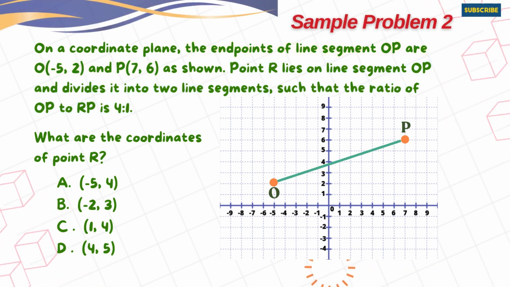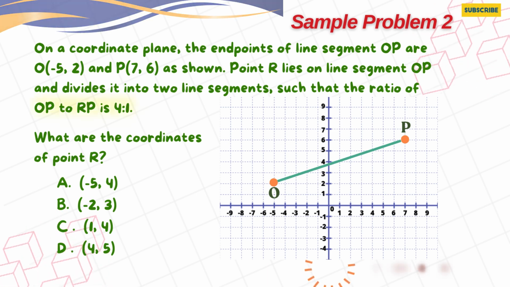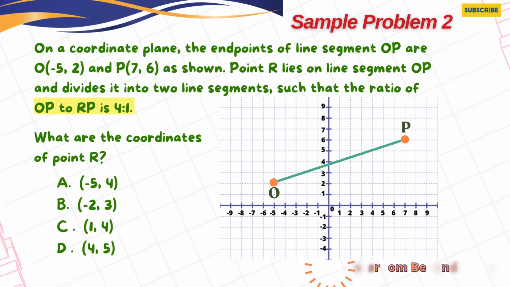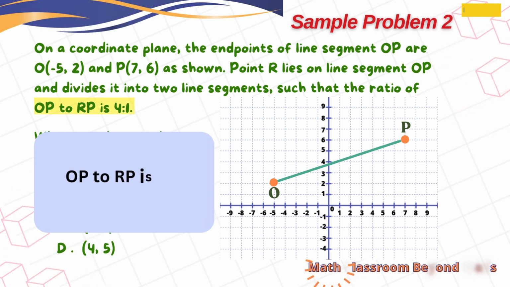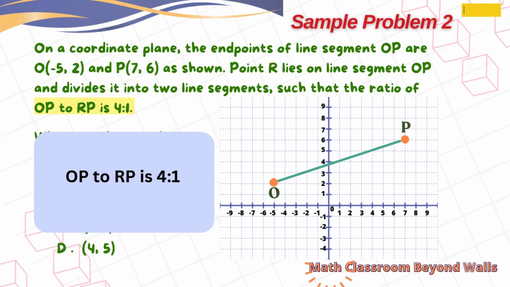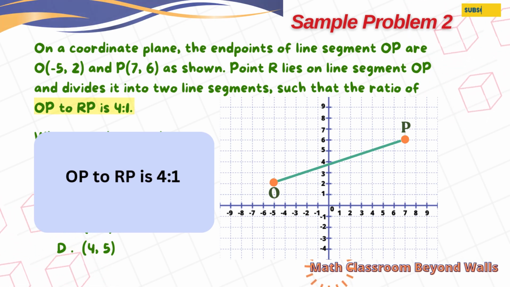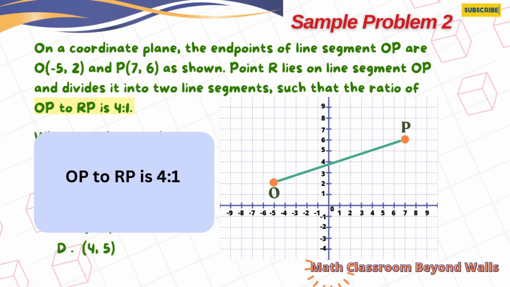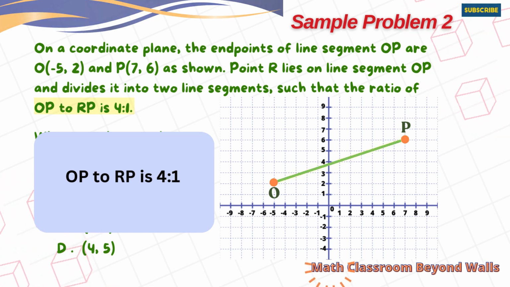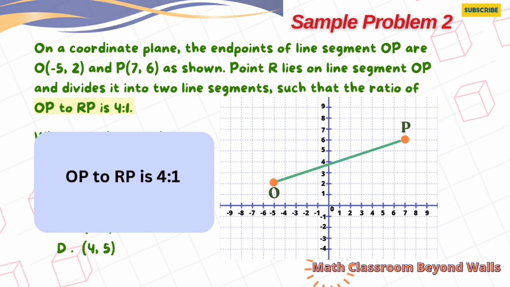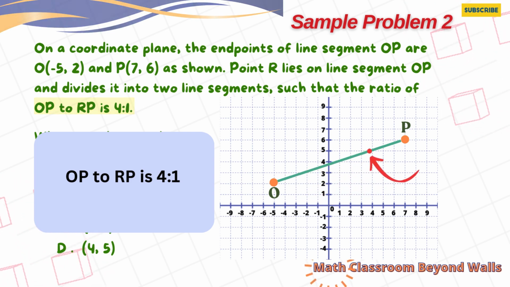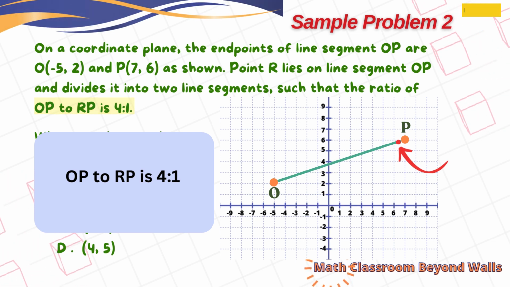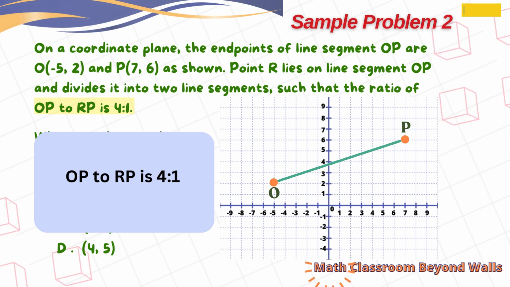Okay, so we will start by looking at the ratio that is given and relate it to the given figure. The problem says that the given ratio of 4:1 is OP to RP. Look at the figure, learners. What is OP? You're correct. OP is the whole segment. How about RP? Correct again. RP is just a part of the whole since R is a point on segment OP.